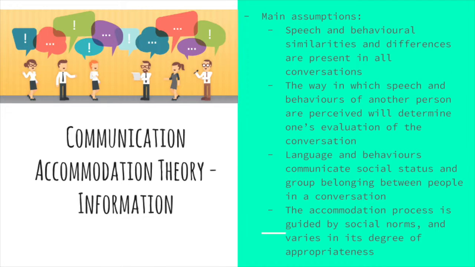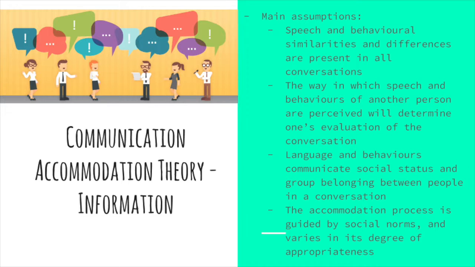The CAT is based on four main assumptions. The first relates to socio-historical context and makes the assumption that people will bring their past experience to conversations. The second is concerned with how people involved in a conversation perceive and evaluate the proceedings. The third emphasises the importance of language and behaviours as indicators of social status and group belonging. The fourth relates to the appropriate way to accommodate by placing emphasis on social appropriateness and norms.